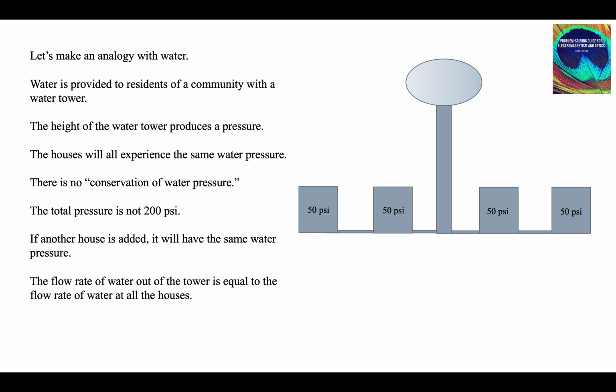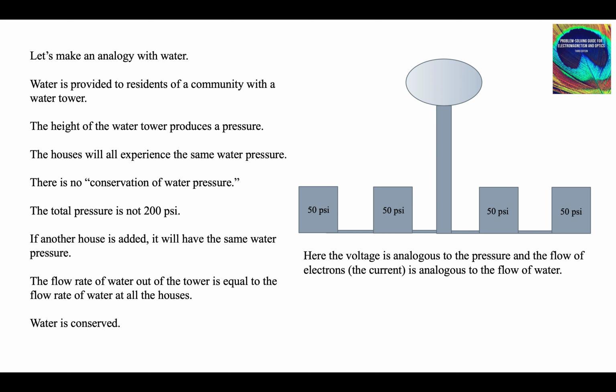Now, if we talk about flow rate, this house has 2 liters per second. This house has 3 liters per second. These two houses don't have anything. The flow rate out of the water tower, net, is 5 liters per second. Water is conserved. You can't create water. Just like electrons. The voltage in a circuit is analogous to the pressure, right?